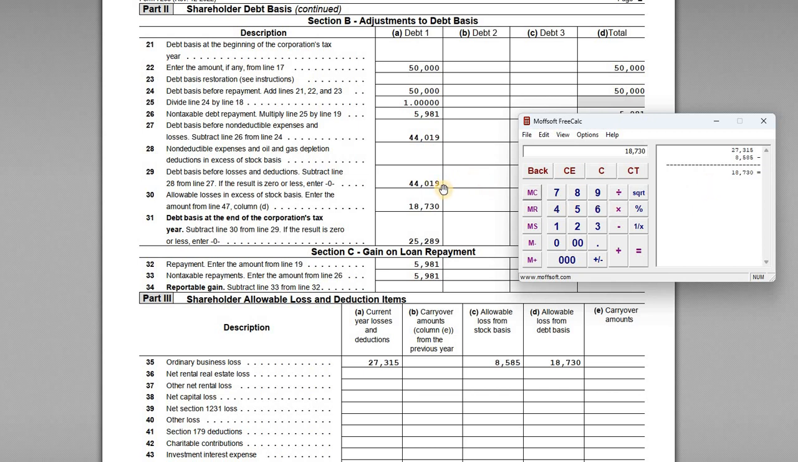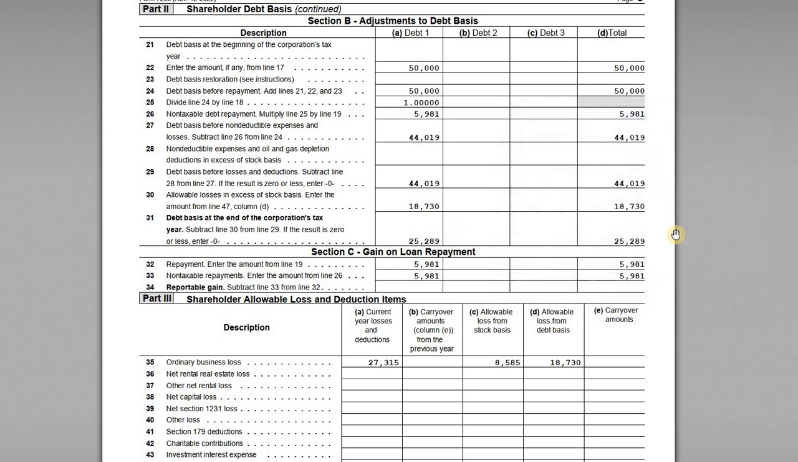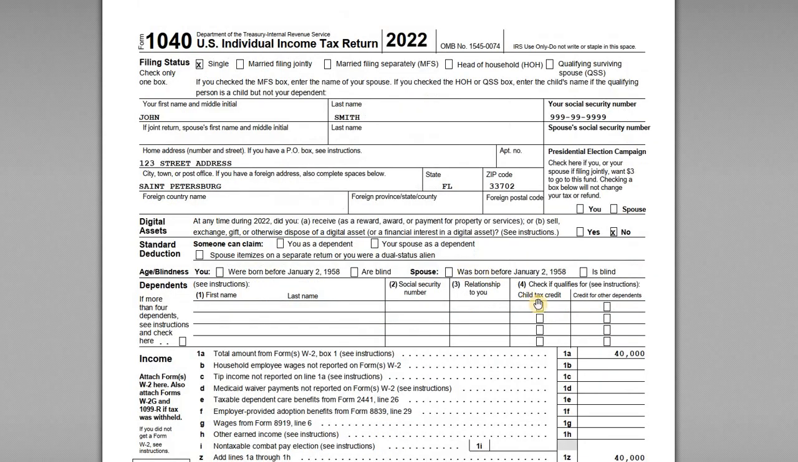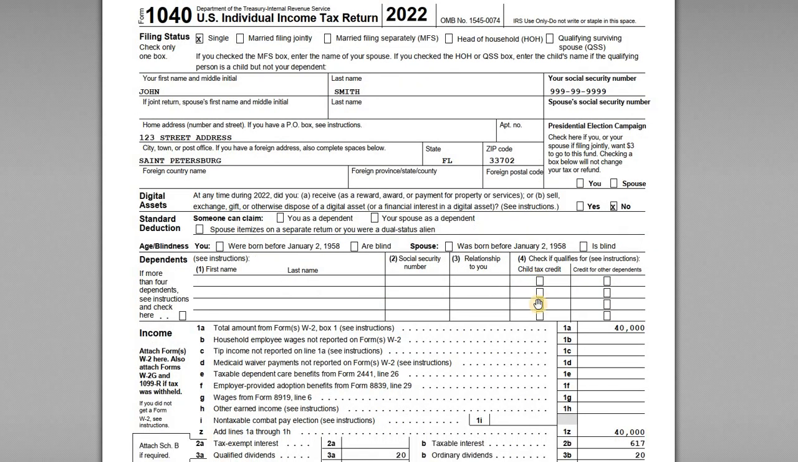But in this case, he's got $44,019 in debt basis, so he can apply all this extra $18,730 against that debt basis. So now his debt basis in the notes, or in the stock, I should say, because of the shareholder loan, is $25,289. So when John looks at his tax return now, he's going to be able to get a deduction for everything. So if I go up to Schedule E, well, actually, let me go to page 1 here just to recap so we can see the similarities here.